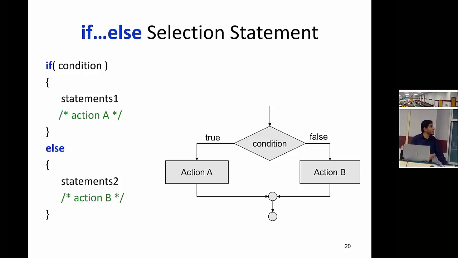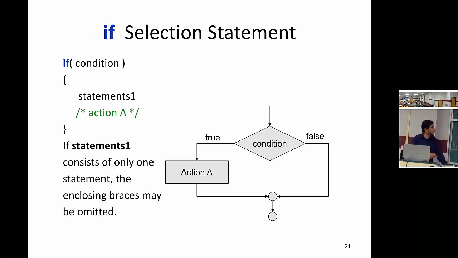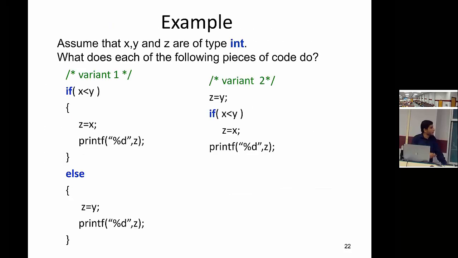So the way you write it in C is, again, everything is explicitly put in a block between curly brackets. You just write if and else, just straightforward. Well, let's have a couple of examples. Assume that X and Y and Z are ints. And let's think together how each of the following snippets evaluates, or what they will print on the screen.